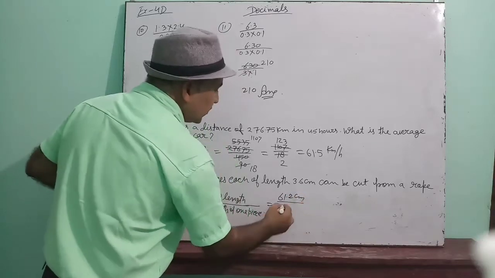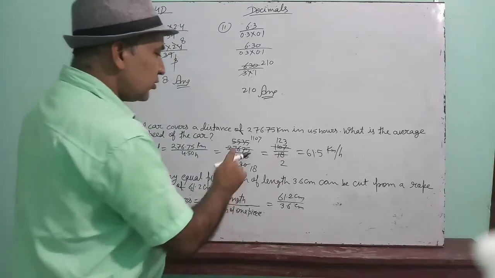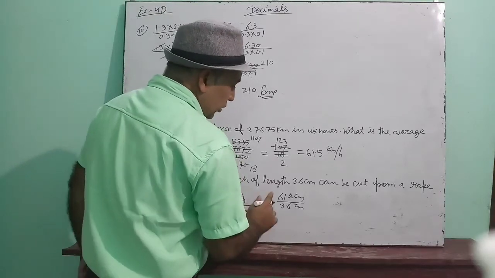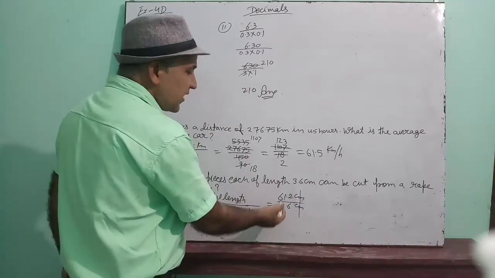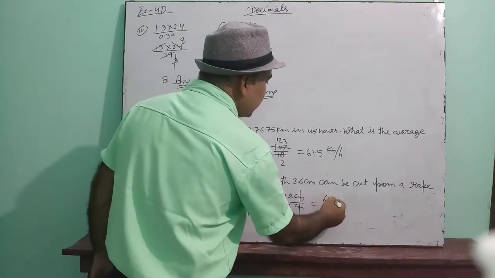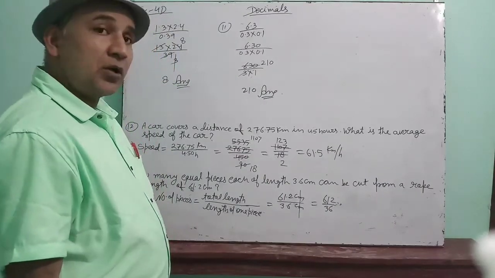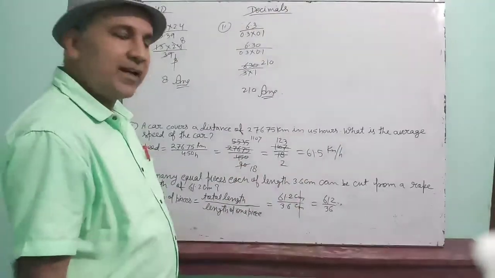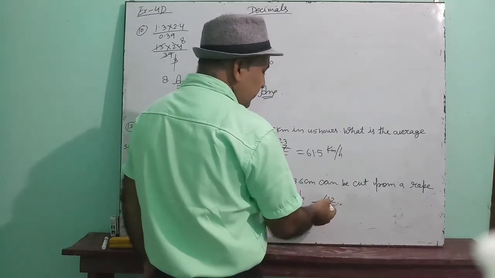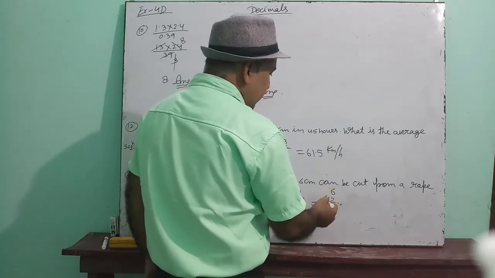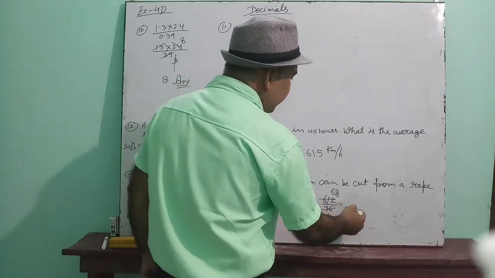Okay, so see here, 61.2 centimeter is the total length, 3.6 centimeter is the length of one piece. Now to solve it, see here, centimeters are cancelling each other. Both numbers are like decimals, so we can remove the decimal. 612 upon 36. Okay. Now see, again both the numbers are divisible by 9. So 9 dividing 36 coming 4. This one, 9 into 6 is 54. 9 into 8 is 72. Now 4 dividing 68.